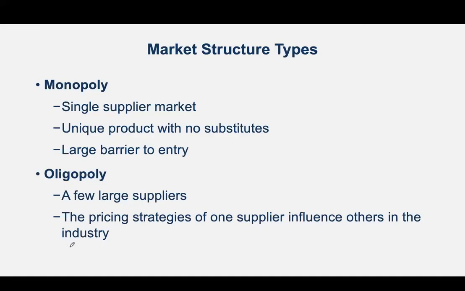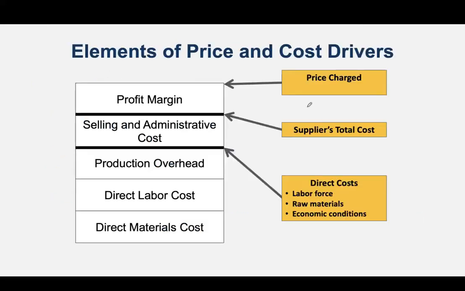So, in an ideal situation, there should be several suppliers and healthy competition. However, if that ideal condition does not exist, and if there is a monopoly or oligopoly, then you can expect that prices might be higher. This is a function of supply and demand. Then the next thing is, how is price determined? There are three elements.